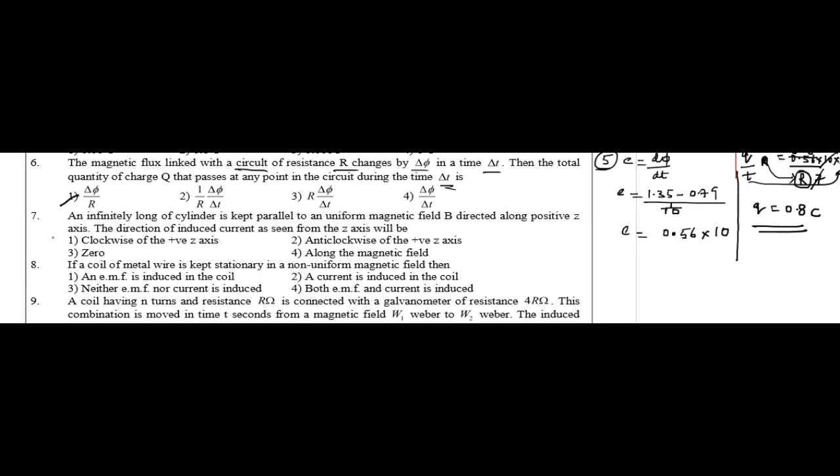Now I can be written as delta Q by delta t, into R is equal to delta phi by delta t. Now this delta t gets cancelled, so this charge Q is equal to delta phi by R. So here, delta phi by R.